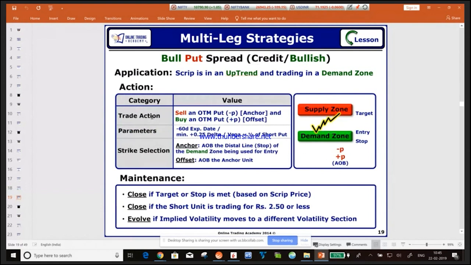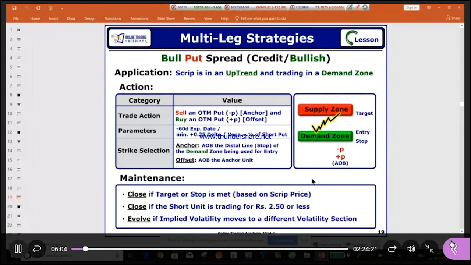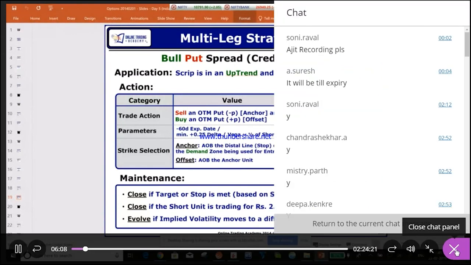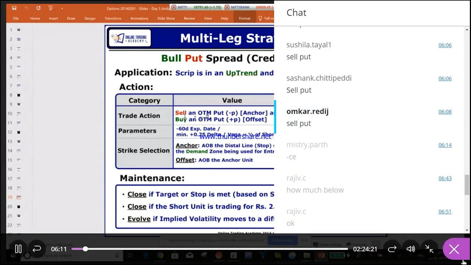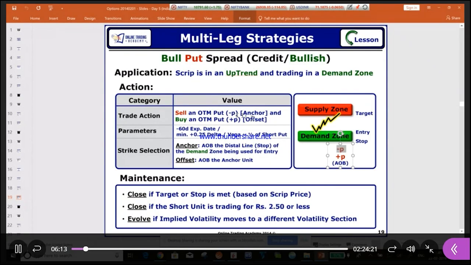Now bull put spread. The trade action is in section 5. In section 5 bullish strategy, what do you do? What is section 5 bullish strategy? Can anybody tell me? You sell puts. So you will still do the same thing. You will sell the same put option. The strike is going to be at or below the demand zone, which is going to be an out of the money put option.